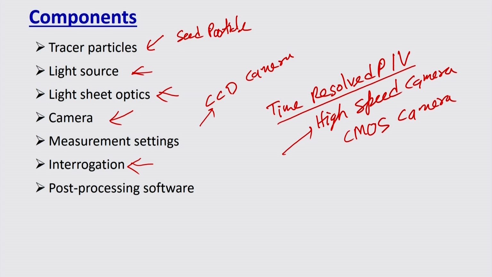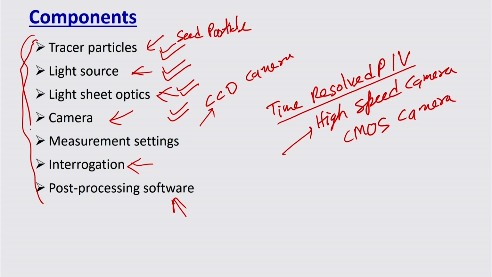You need the supports, you need the isolation table which can remove the vibration if there is any, and then you have to define the interrogation area and select a suitable area where you want to focus. Then you have to use post processing software to get the velocity field. That post processing software will do the same job as we have discussed. You can write your own code, or you can use commercially available software for the post processing. So, these are the major components. Out of these, definitely the tracer particle, light source, sheet optics and camera, these 4 are very critical, and the accuracy of the PIV will depend on these 4.